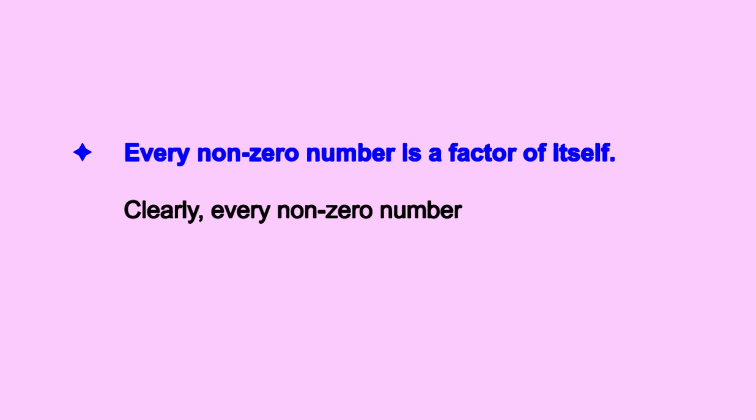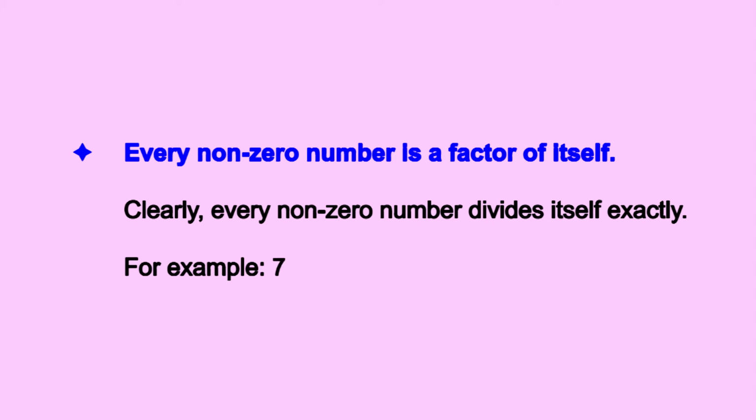Every non-zero number is a factor of itself. Clearly, every non-zero number divides itself exactly. For example, 7 divided by 7 is equal to 1. 29 divided by 29 is equal to 1.